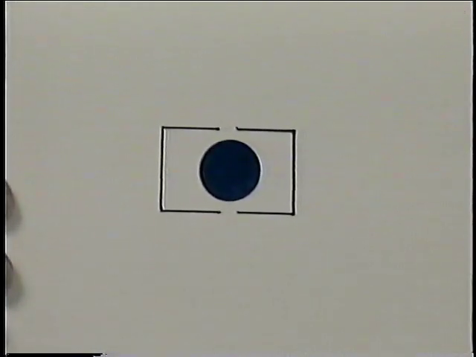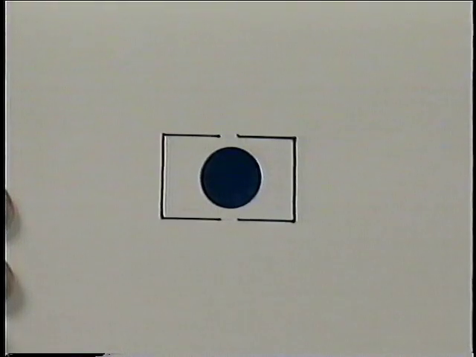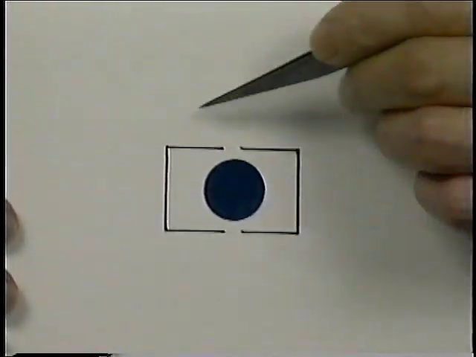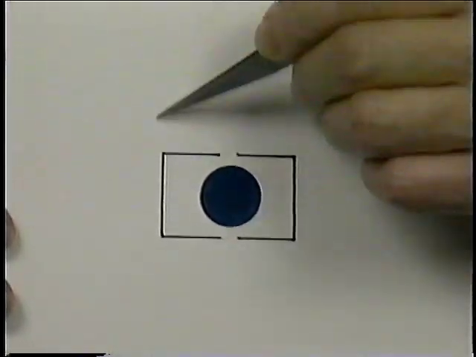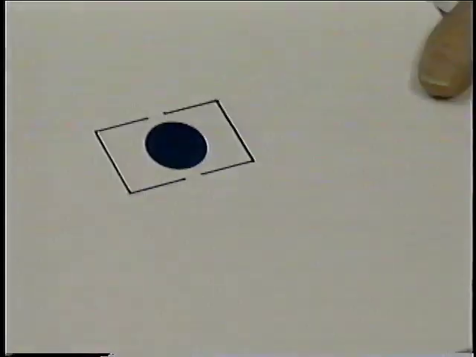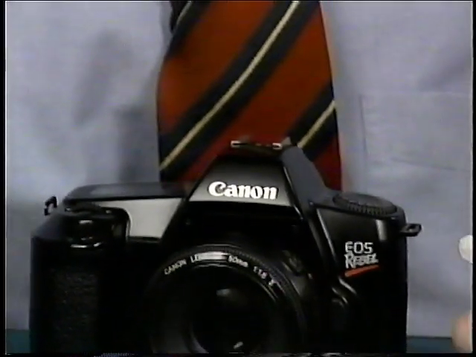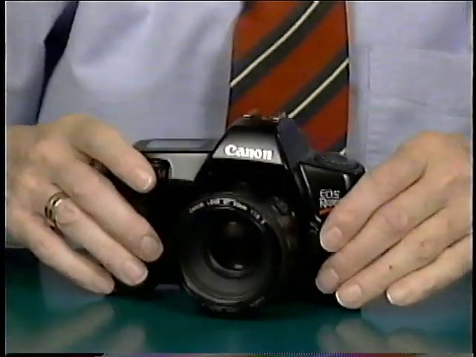And what you want to do is put that focusing area right over the dot and then make another shot with the focusing area away from the dot. In the one case, the camera should focus and fire. In the other case, it should not.